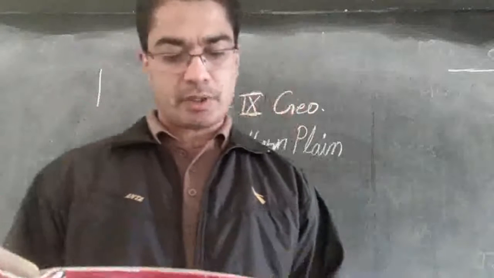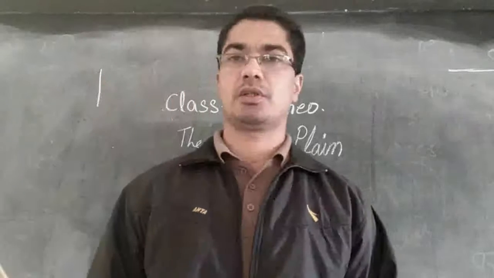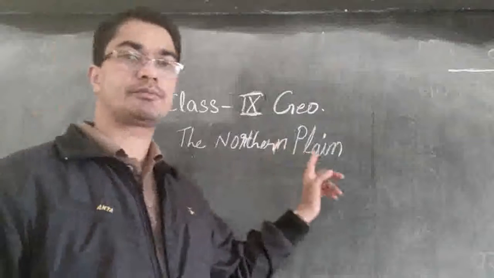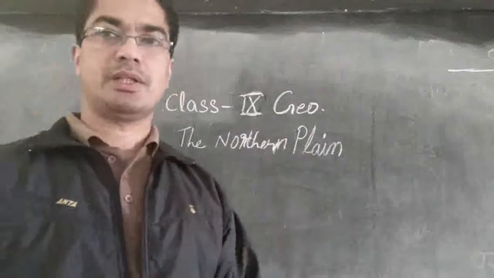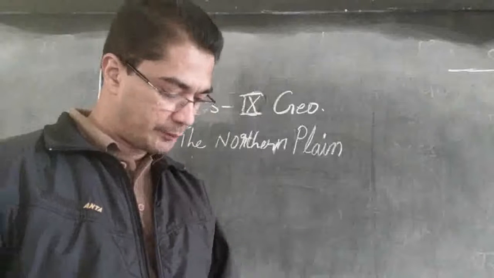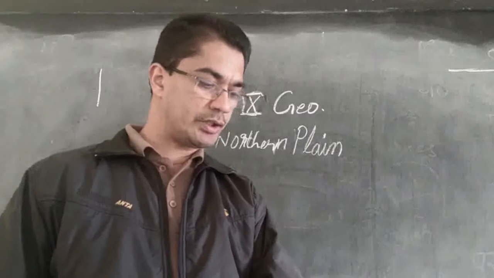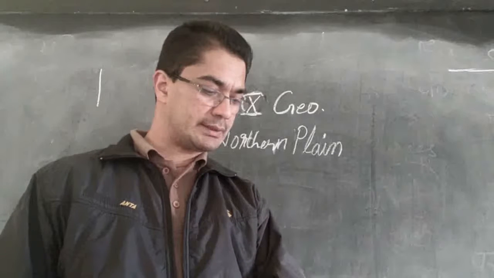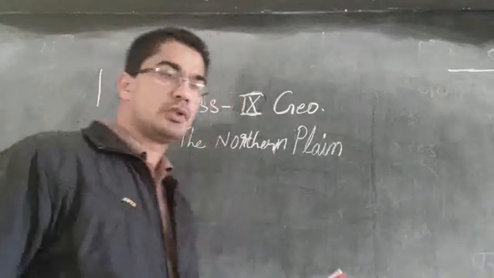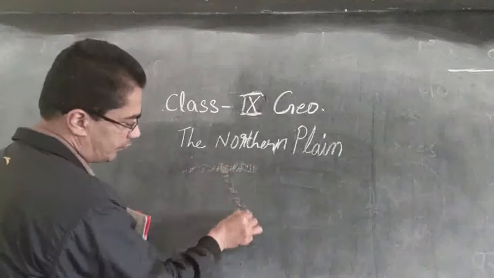And the rivers coming from northern mountains are involved in depositional work. So we said all this alluvial soil is deposited in this northern plain by these three rivers, Indus, Ganga and Brahmaputra. And in the lower course, due to gentle slope, the velocity of the river decreases, which results in the formation of riverine islands.